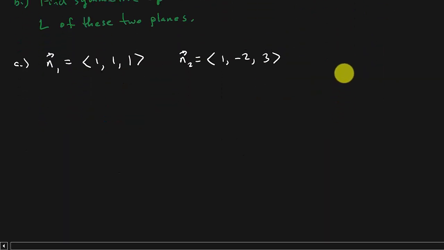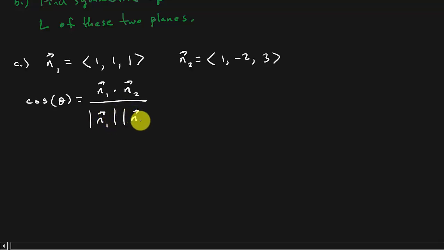And so what am I looking for? I'm looking for the angle between the planes. So that means I can just find the angle between these vectors. And so remember, that's cosine theta is equal to the dot product of n1 and n2 over the magnitude of n1 times the magnitude of n2. So there you have it.